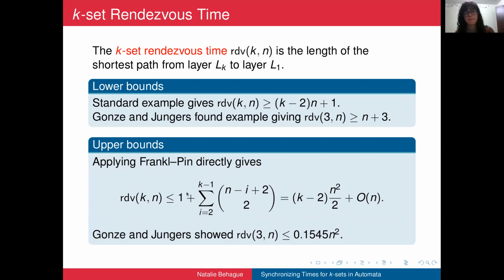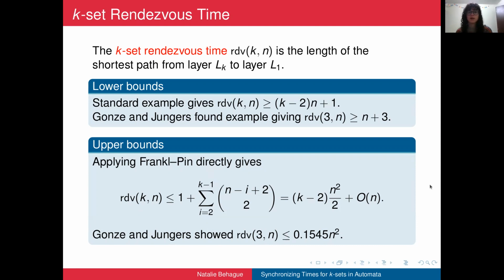So we can say this bound comes from saying we can go from the kth layer to the k minus 1th layer in one step if we pick something in the kth layer that immediately has a mapping down to the k minus 1th layer. But then going from the k minus 1th layer and so on, we just assume maybe we were in the worst case scenario from that point onwards. So maybe it takes the worst case number of steps according to the Frankel-Pin theorem to get from that layer to the next one down, and we just sum those up. And the bound that gives you, just doing that direct application of this theorem, is k minus 2 over 2 times n squared as an upper bound on the rendezvous time.